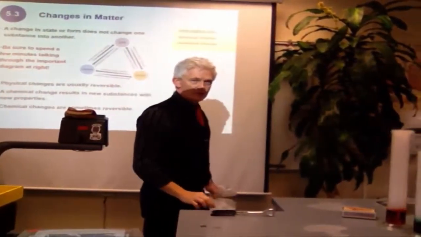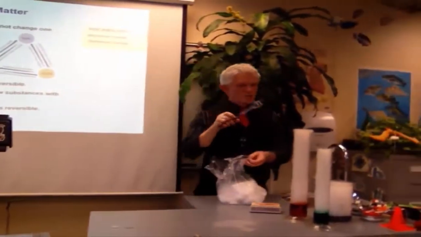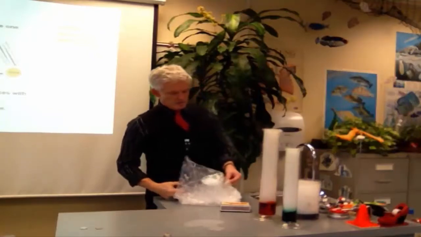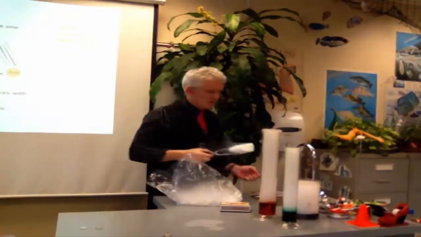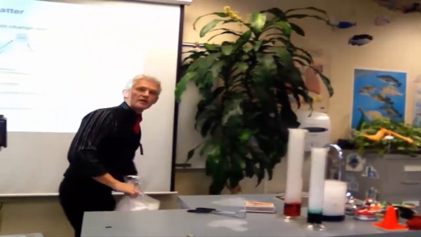How do you do that? When they make dry ice, they actually take carbon dioxide from a cylinder, and then they just compress it, and it goes directly into a solid.